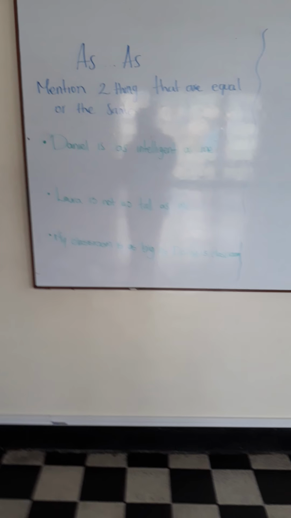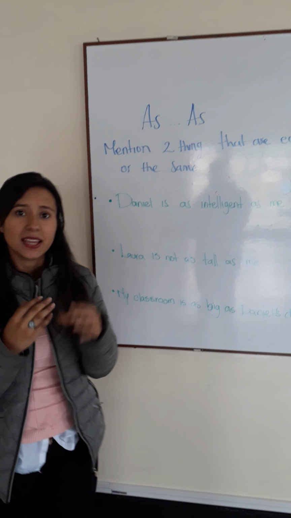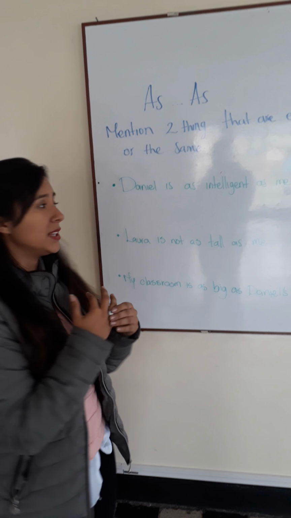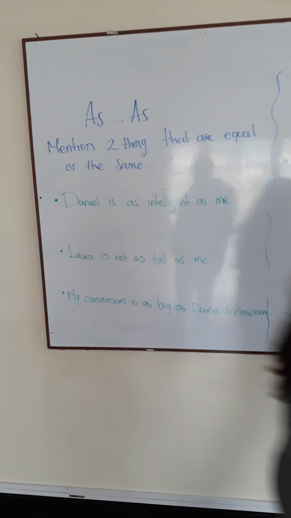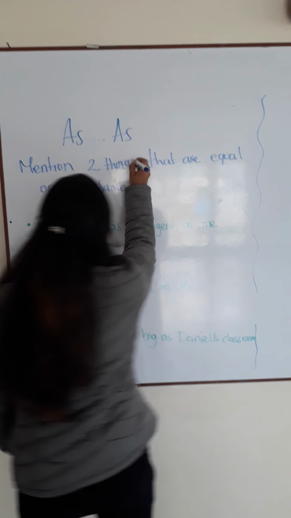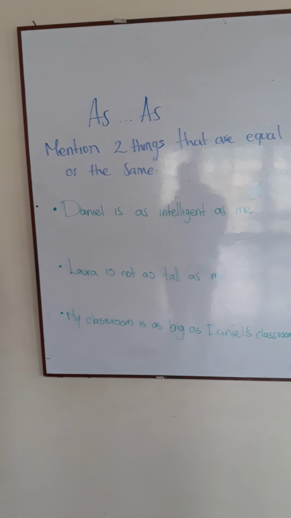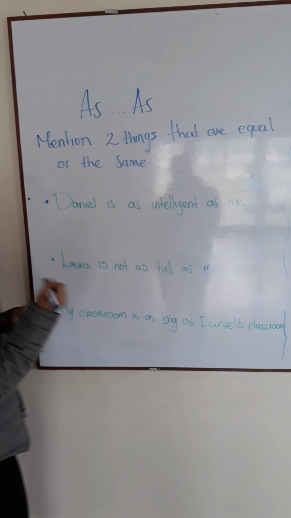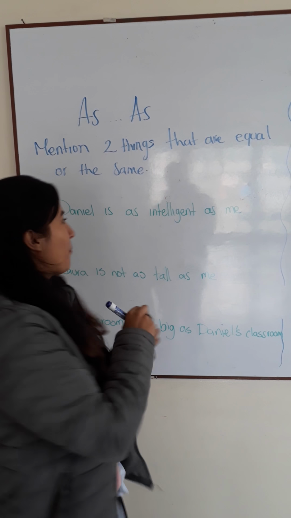So girls, the first topic that we have started was as... as. That is a way of comparing two things, but when the things are, oh my god, it is missing an S. Daniel, why do you just say anything to me? Two things. Mention two things that are equal or the same. For example, Daniel is as intelligent as me. Those things are the same.